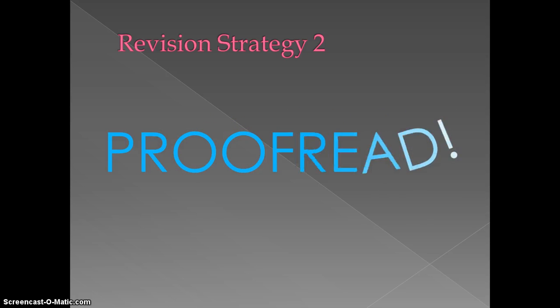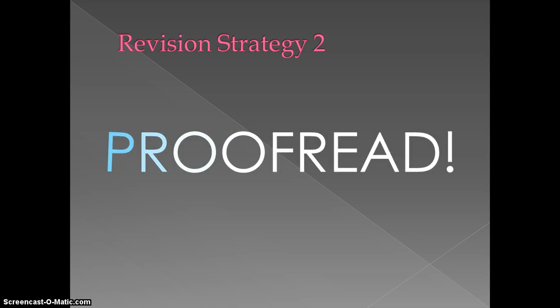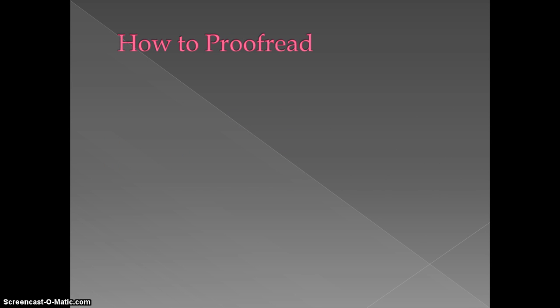Proofreading is going back and checking for errors, grammatical and otherwise. And we'll go over different types of errors that you can look for. But how to proofread? I'm going to give you 4 ideas, 4 ways to proofread better so you're not just reading and missing errors. So 4 steps.